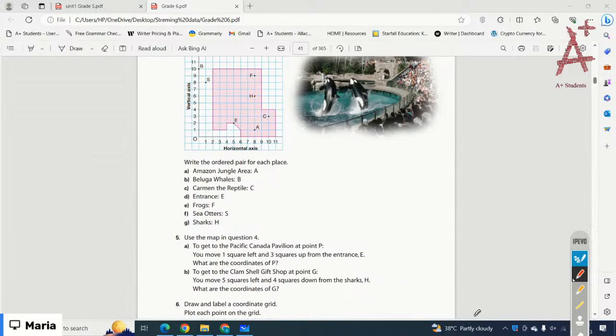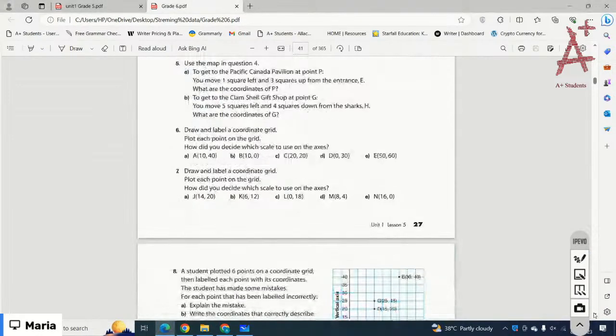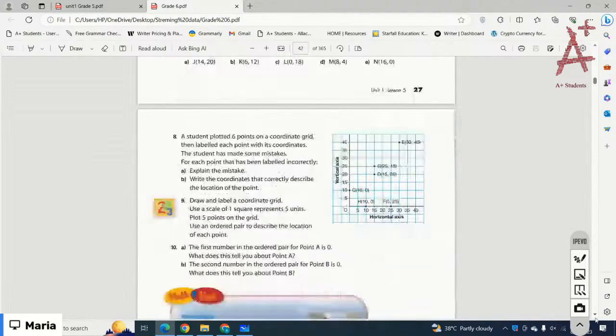Basically, you are going to learn how to read coordinates on the graph. Let's start with questions number 6 and 7, which are exactly the same. You have to draw the points on the coordinate grid. Let's just start with question number 8.